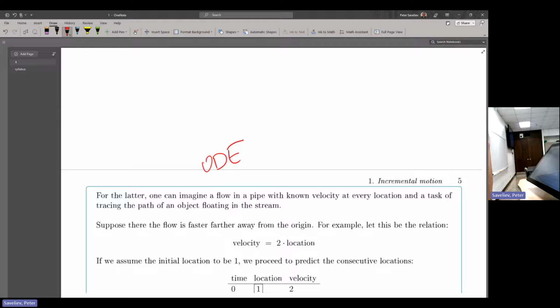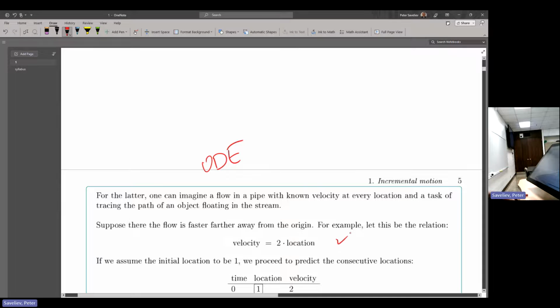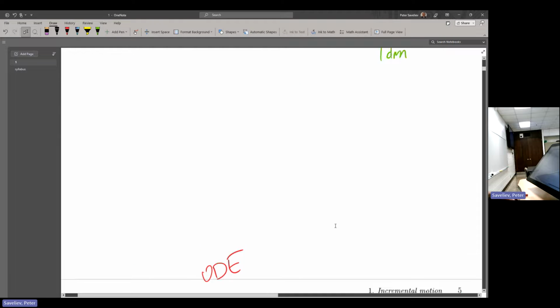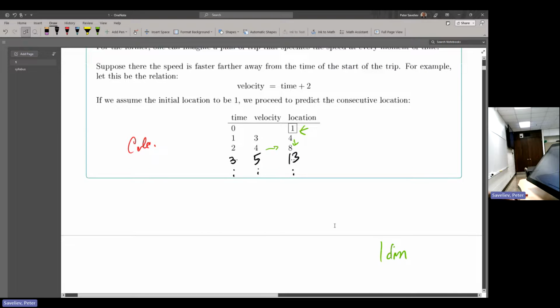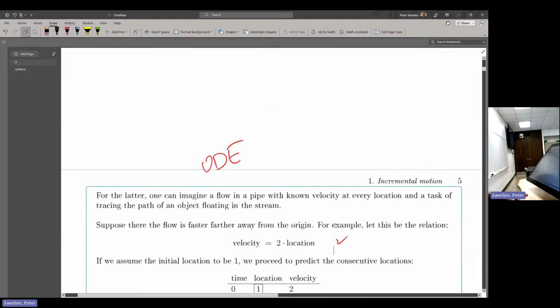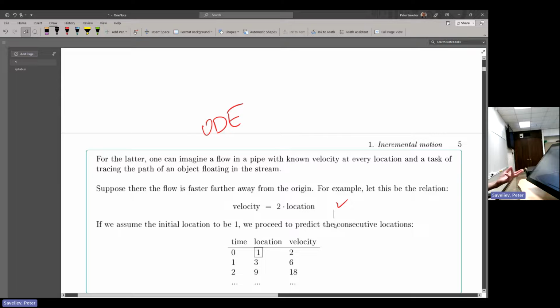So the computation is just as simple, but to be appreciated how different it is. Hypothetically, once again, I'm making it up, let's say velocity is twice the location. So here was time plus 2, and here is location times 2. I don't want to make a picture here. Let's just do computation.